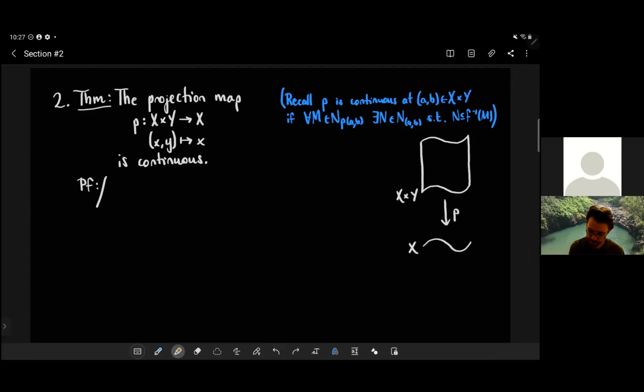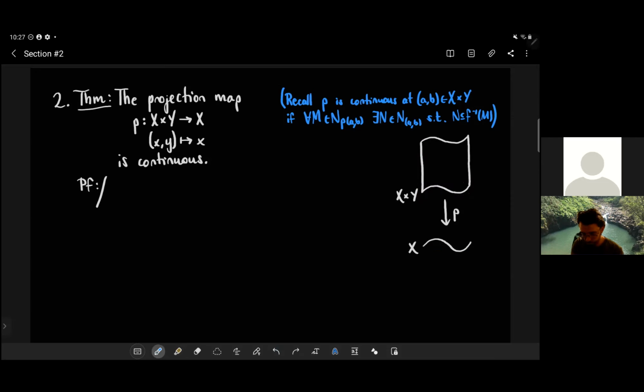So just to get an idea, I'm basically saying like, okay, this squiggly line is the space X, the straight line is the space Y. So the Cartesian product is sort of just extruding that squiggly line up. And so I'm projecting all of that basically just onto the X component.